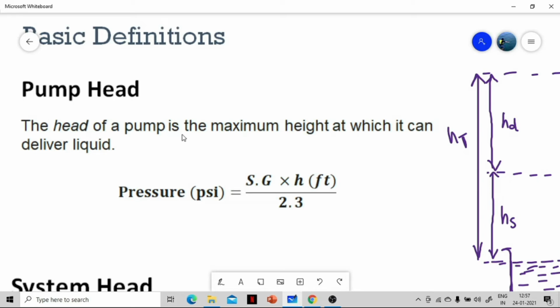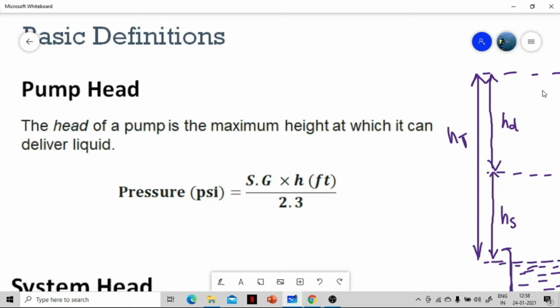The head of a pump is the maximum height to which it can deliver a liquid, and head is related to pressure by this formula, where pressure in pounds per square inch is equal to the specific gravity of the pumping fluid multiplied by the head in feet divided by 2.3. The main thing in the relation between head and pressure is the fluid density. So if the fluid is denser, the outlet pressure will be higher, but the head would be the same for the same pump.